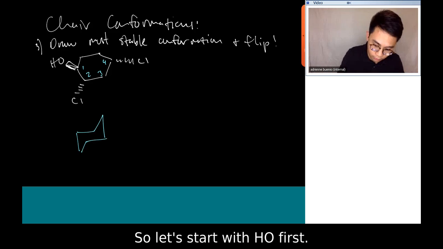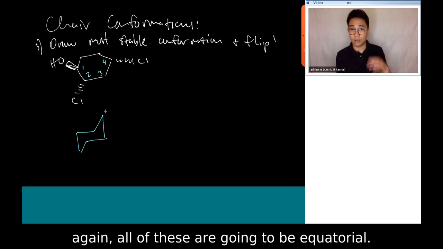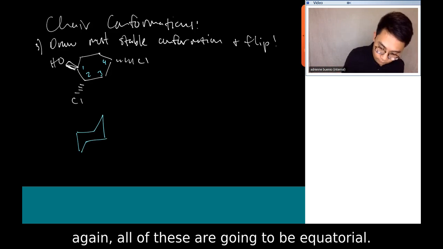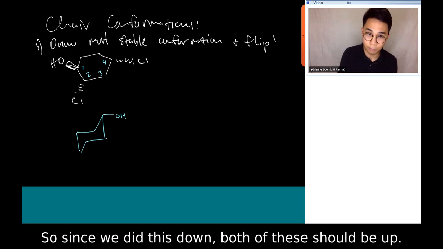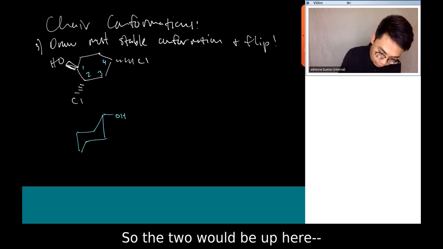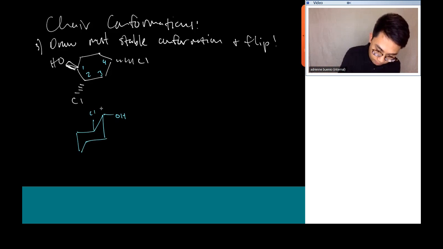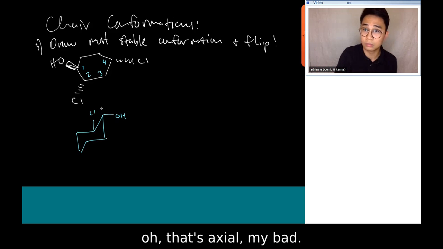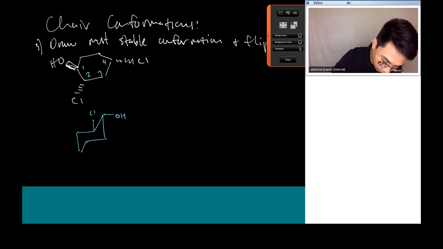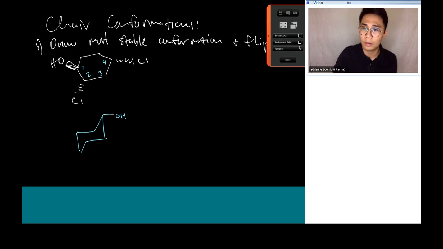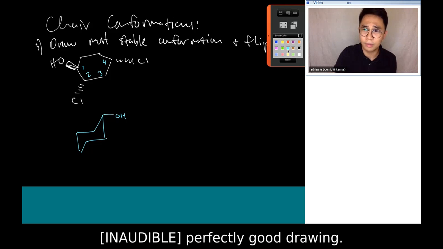So let's start with HO first. And since we're looking for the most stable, all of these are going to be equatorial, right? So let's do OH over here, equatorial down. Since we did this down, both of these should be up. So the 2 would be up here. Oh, that's axial. My bad. Look at me messing it up. I almost messed up that perfectly good drawing.